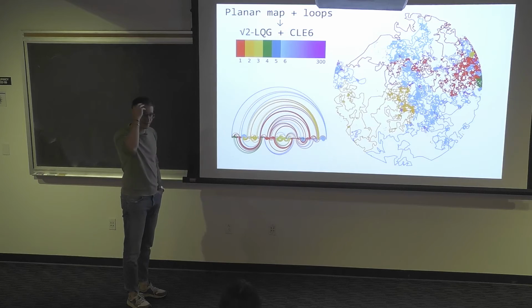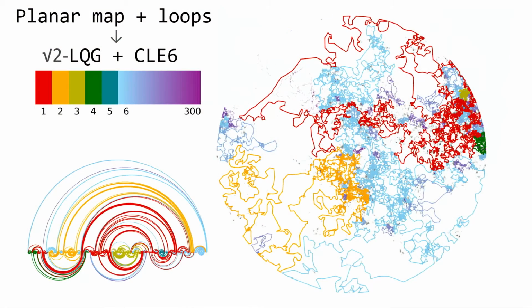OK, what you see here is just to give you an idea of how you can get something like that. Here there is a meandric system of very large size, I don't remember exactly, but something like 10,000 points. In red you see the largest loop, in orange the second largest loop, and so on. And we color just the first 300, because then it was getting crazy for the computer.